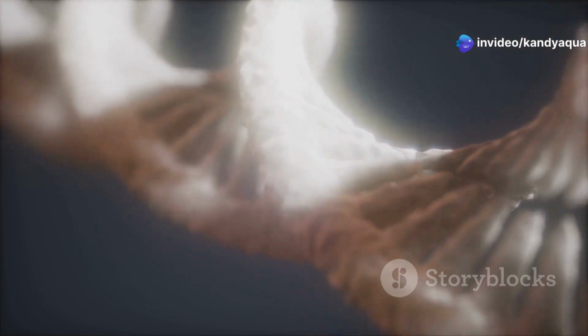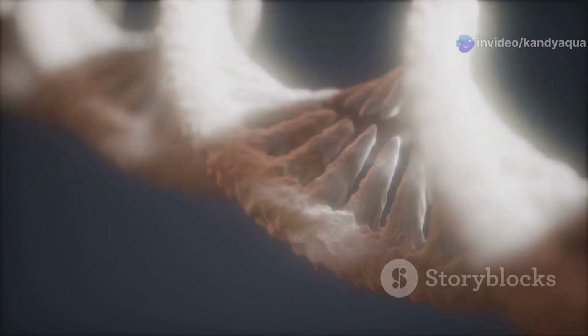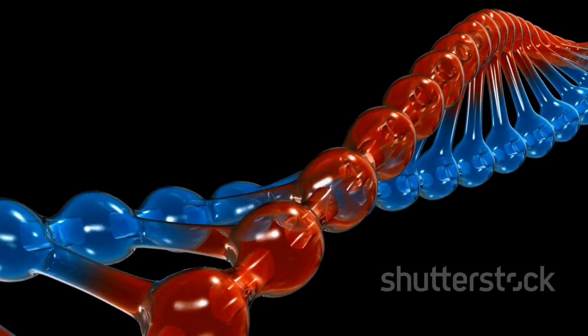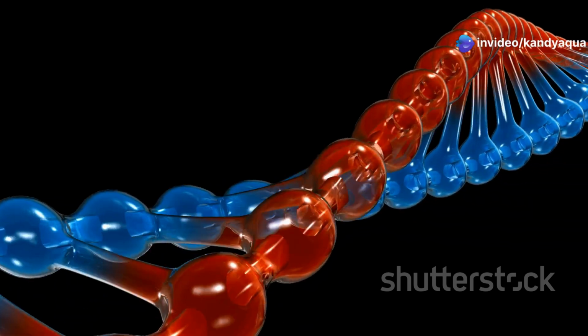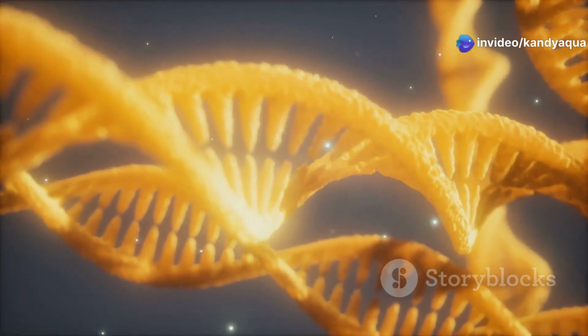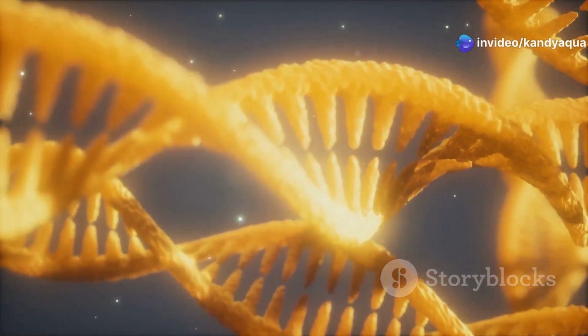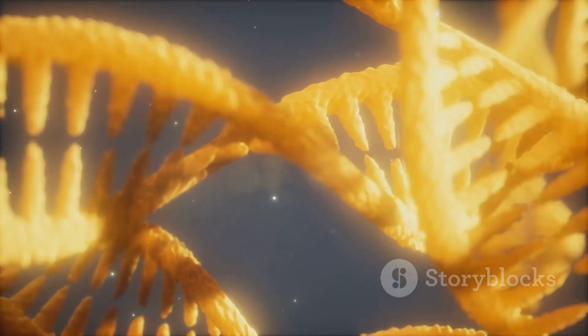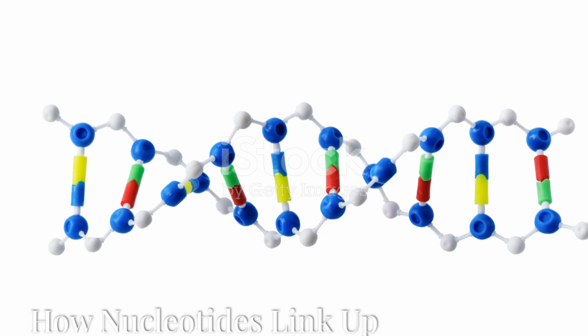The 5-carbon sugar, either deoxyribose in DNA or ribose in RNA, acts as the backbone of the nucleotide. Finally, we have the phosphate group, which plays a crucial role in linking these nucleotides together. These 3 components together, the base, the sugar, and the phosphate, form the fundamental unit of a polynucleotide chain.